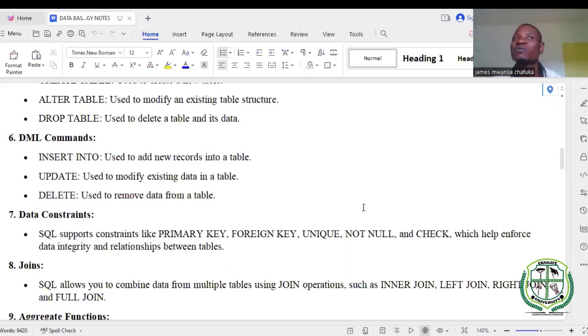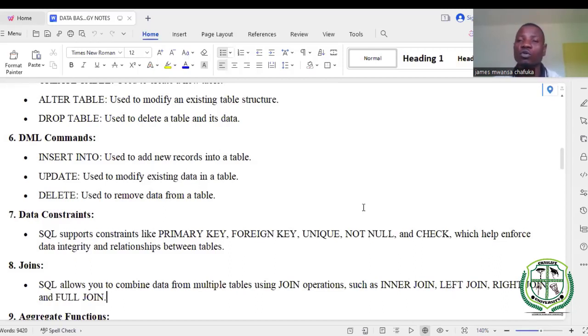And then apart from that, we also have another command, which is update. So update in data manipulation language is used to modify existing data in a table. So if you want to modify any data in a table, you use update, which is one of the commands which falls under data manipulation language.